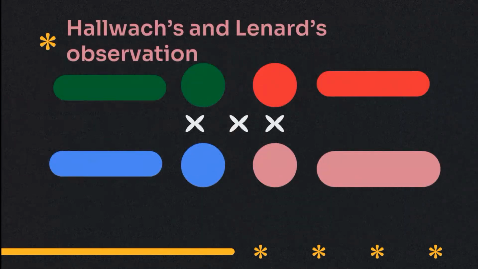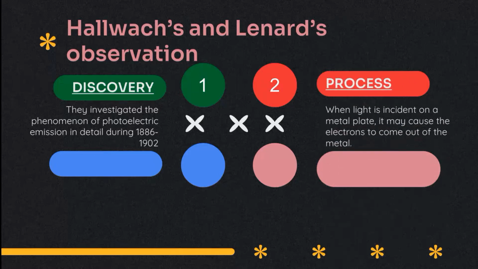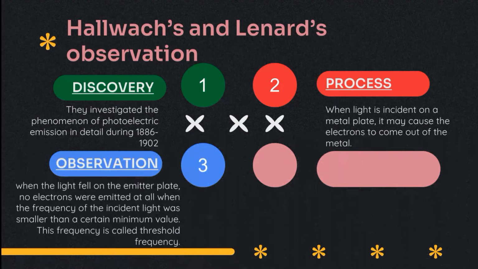Now let us discuss Hallwachs and Lenard's observations. Hallwachs, Philipp Lenard and others investigated the phenomenon of photoelectric emission in detail during 1886 to 1902. The observations were summarized as below. When light is incident on a metal plate, it may cause electrons to come out of the metal.